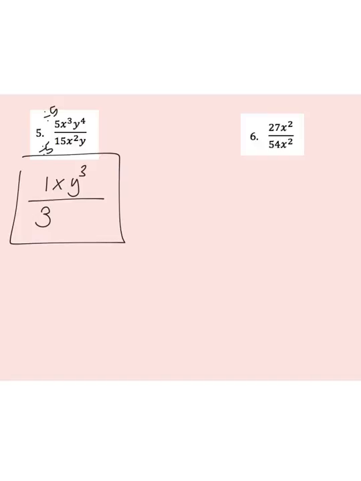Number 6, I'm going to say, well, I have 27 divided by 54. Those don't divide nicely, but I know that 27 goes into both of them, so I'm going to divide by 27, divide by 27. So I'm going to get 1 over 2. And an x squared divided by an x squared, well, 2 minus 2 is 0, and anything to the 0 power is 1, so those pretty much cancel out. So I'm just left with 1/2.